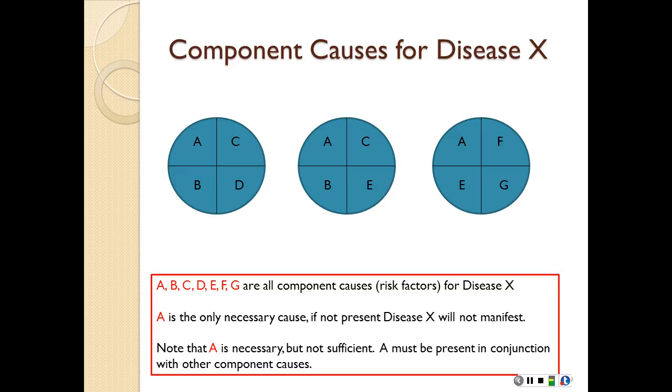Now, A by itself is not enough to give you the disease. So A is necessary. You have to have it. But A must occur in combination with B, C, D, E, F, and G, and some combination of that, in order for you to get the disease. Right? Yes? So sufficient cause doesn't really ever happen?